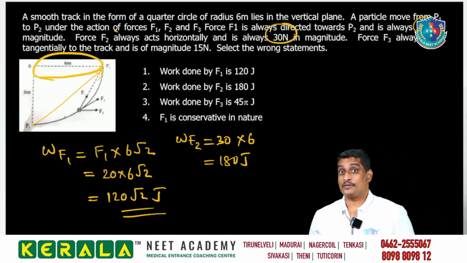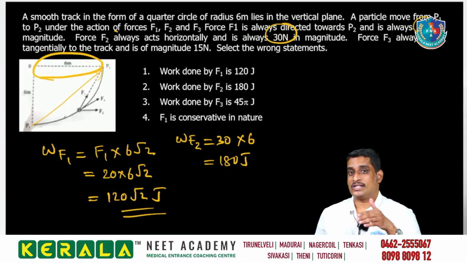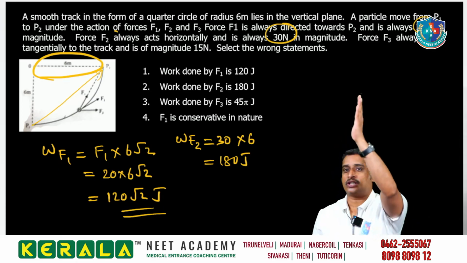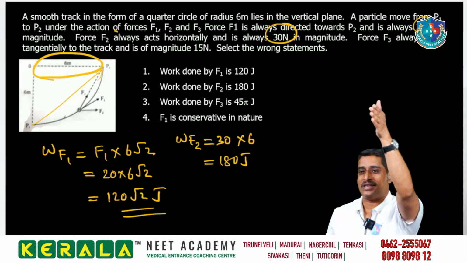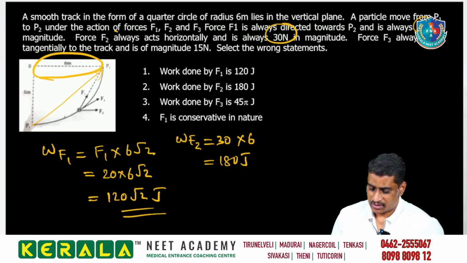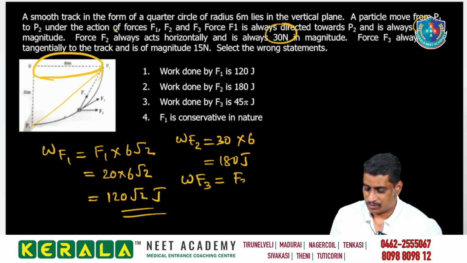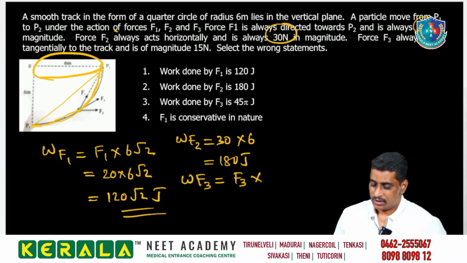If you come to the case of F3, that F3 is always acting tangential to the circular path. Therefore, the work done by that force depends upon the path followed by the particle. So in a simpler way, we can write the work done by force F3 equal to F3 into the total length of the path. That total length of the path is 1/4 of the total circular path.